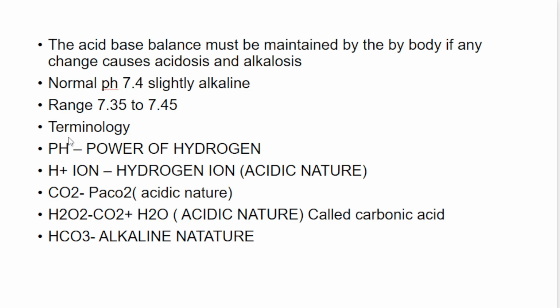Some of the terminology we will discuss. pH means power of hydrogen. H plus means hydrogen ion. CO2 is acidic, and it is also present in our blood. It is measured as the partial arterial carbon dioxide level, which is also acidic in nature.